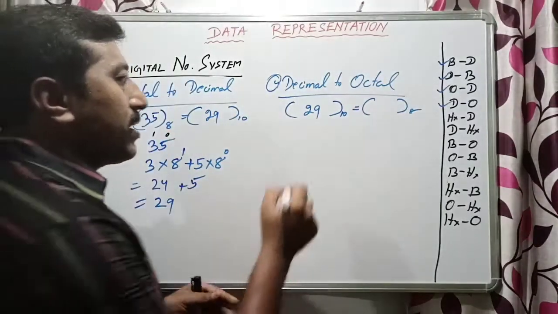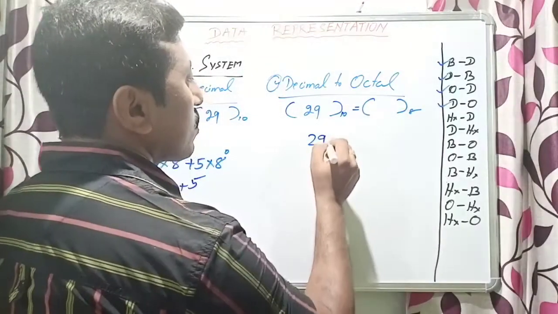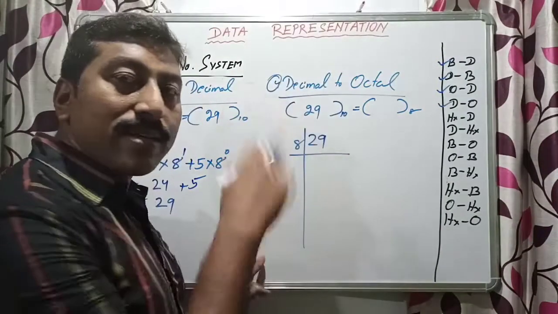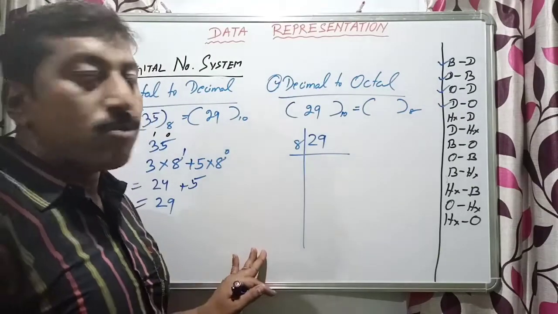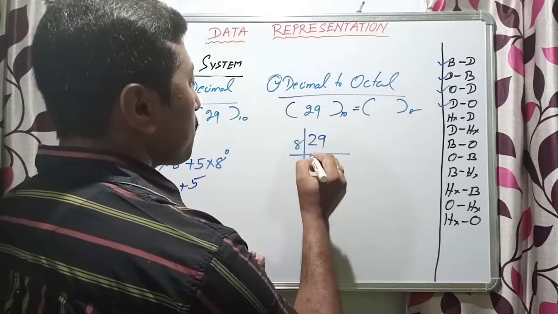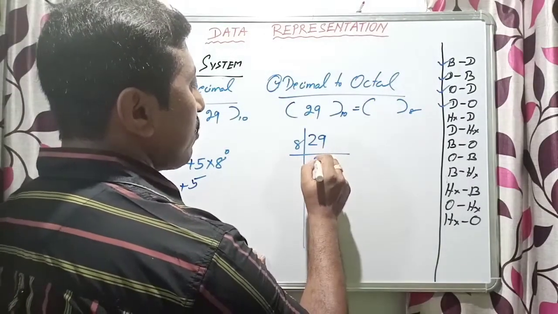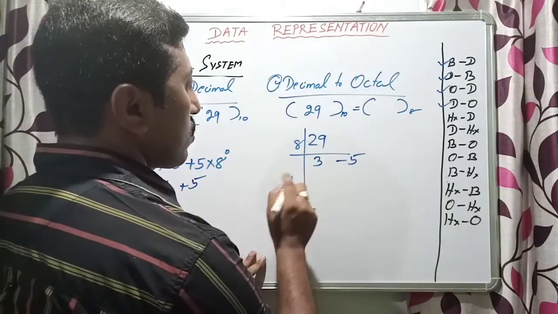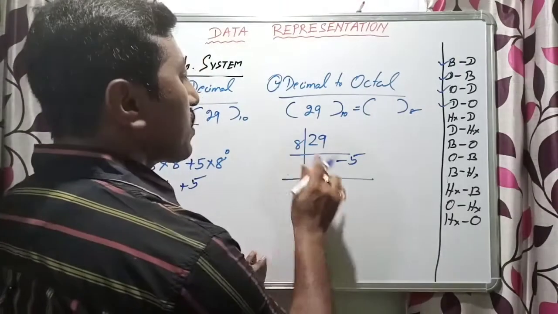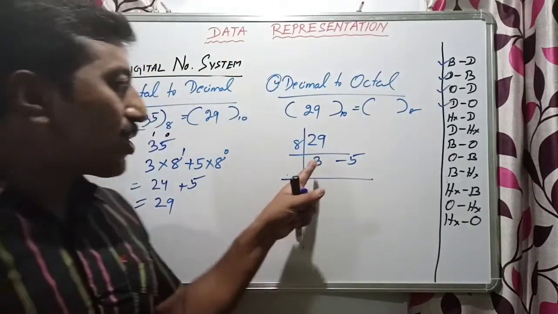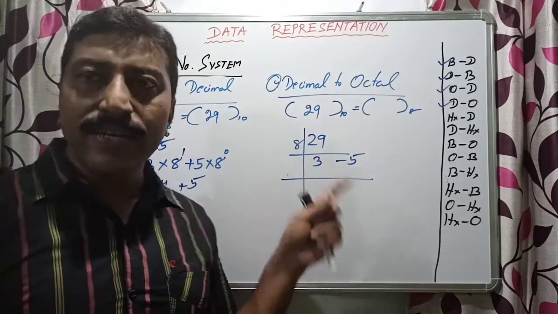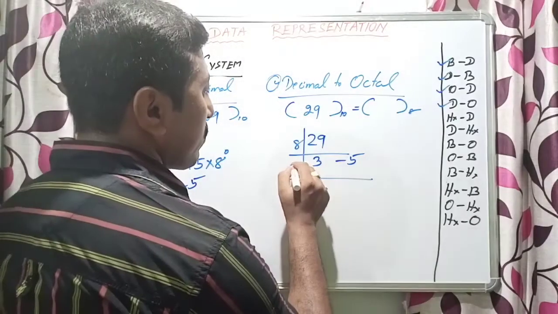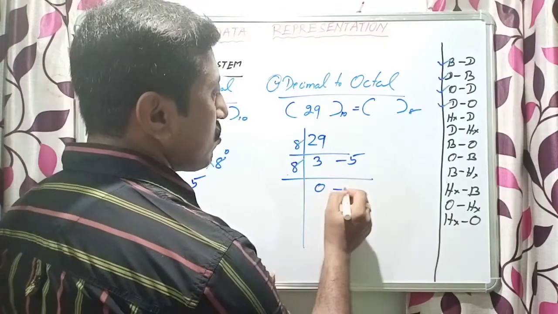In the similar way, we'll write 29 here. Now we'll divide it by 8. In the earlier case we were dividing by 2. Now it is 8. So 8 times 3 is 24, and the remainder will be 5. Then we will not divide afterwards because now 3 is coming, that means 3 is less than 8. It is not divisible. If you want, you can divide by 8 here; the quotient will be 0 and the remainder 3.